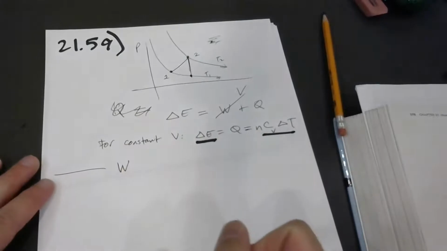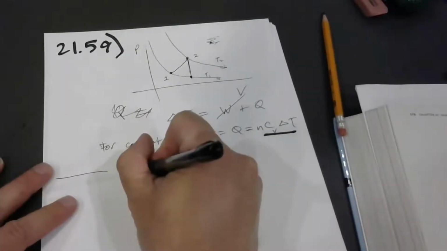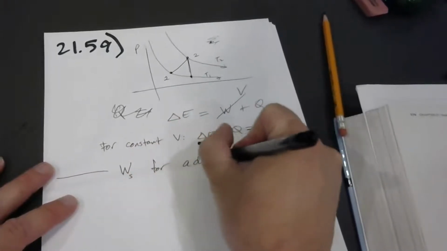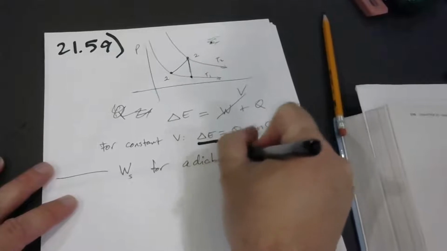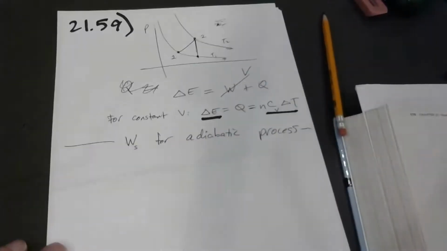So now we're taking the chapter 21 perspective. We're talking about the work done not on the gas, but by the gas. That's the work done by the system, WS, for an adiabatic process. That's our last formula, because you don't actually have that formula yet, unless you've been doing your reading. I certainly hope you have.